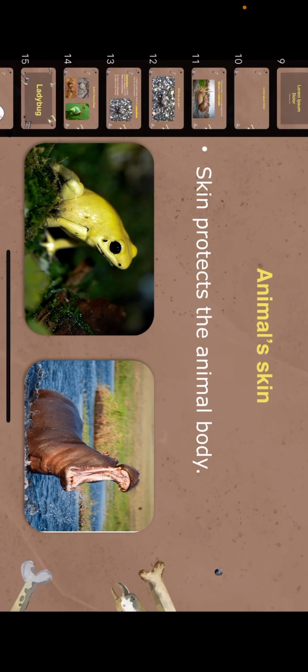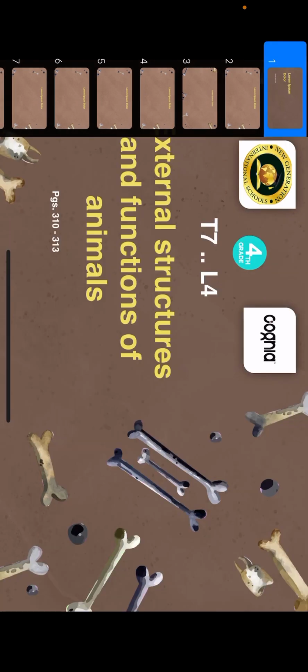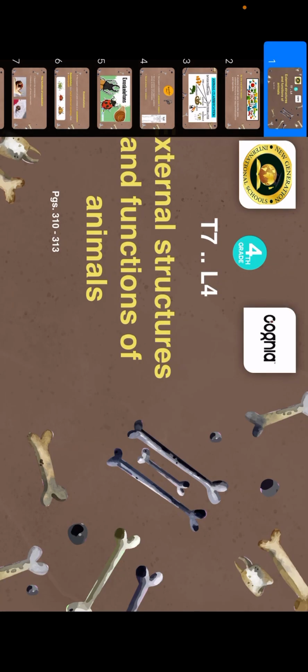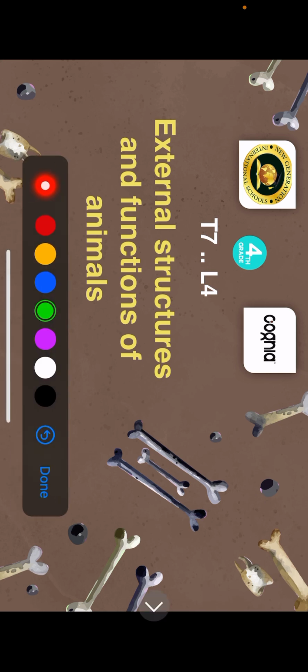Okay, today inshallah we're gonna start a new lesson. The previous one was internal structures and functions of animals. So today we're gonna start on topic 7, lesson 4, external structures and functions of animals. You know that the word external means the outer structure that's seen clearly. You can see it by yourself, by your eyes. It's so clear.